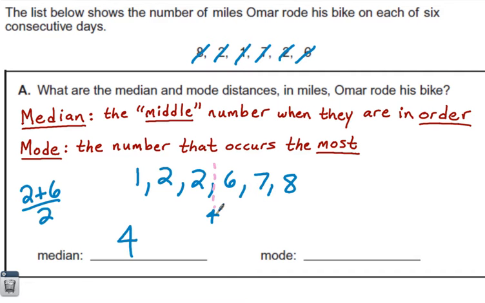And the mode is even simpler. That's the number that occurs the most. The number that occurs the most is the 2.